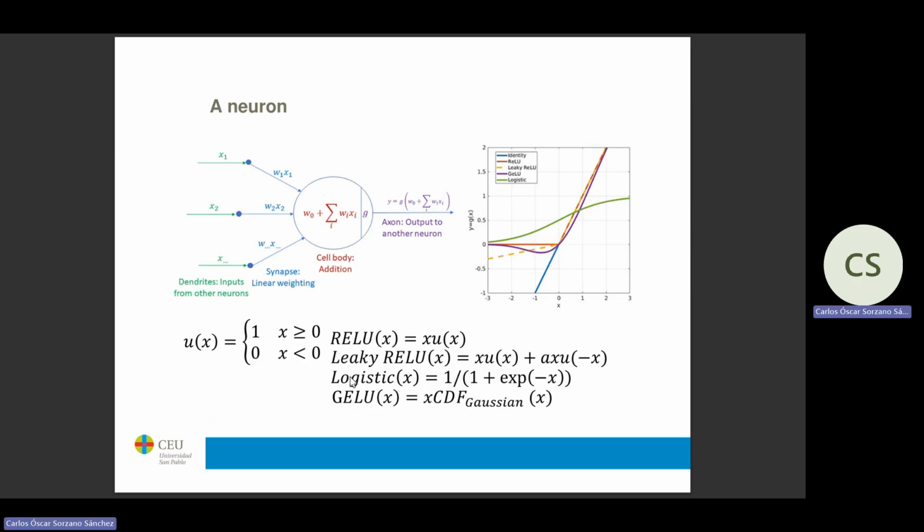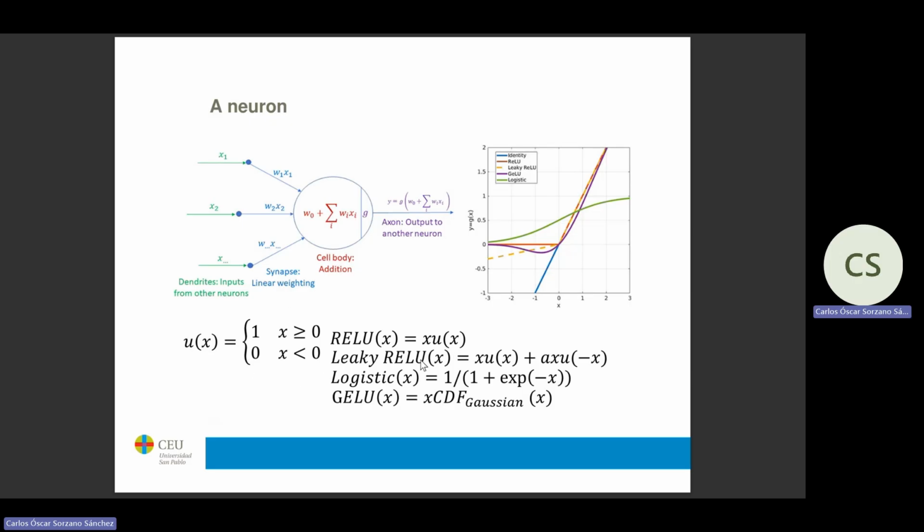And very typical activation functions are these. The ReLU is one of the most famous today. So let's say that you have the identity function, that is this line. So it is identity times a step function. The step function is defined in this way.